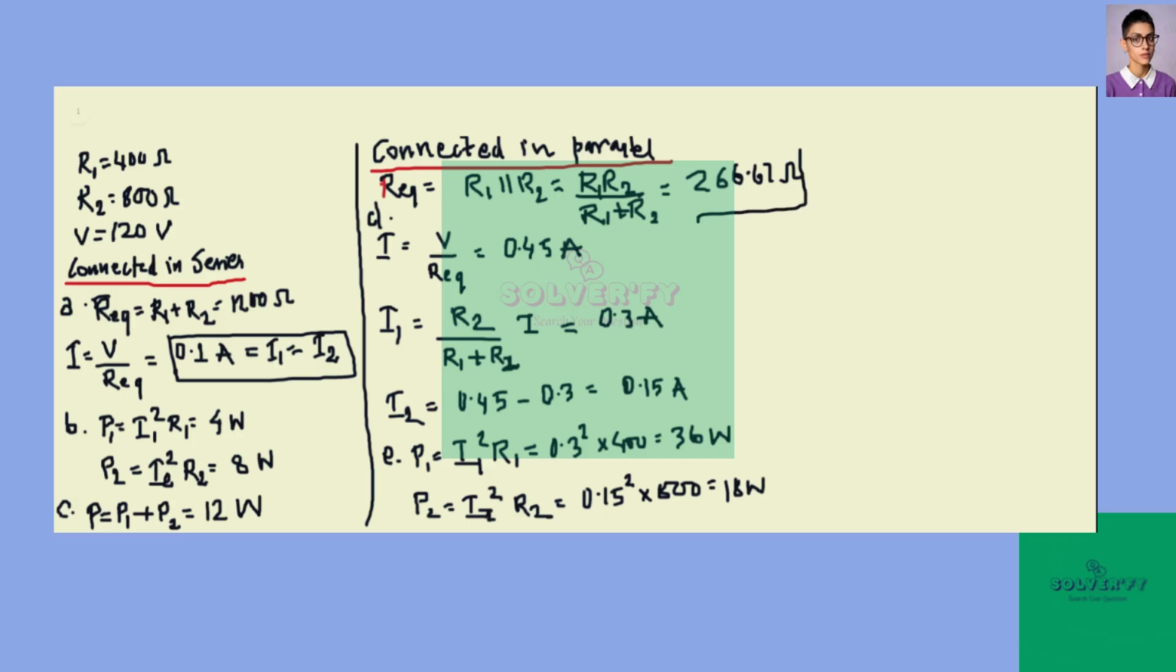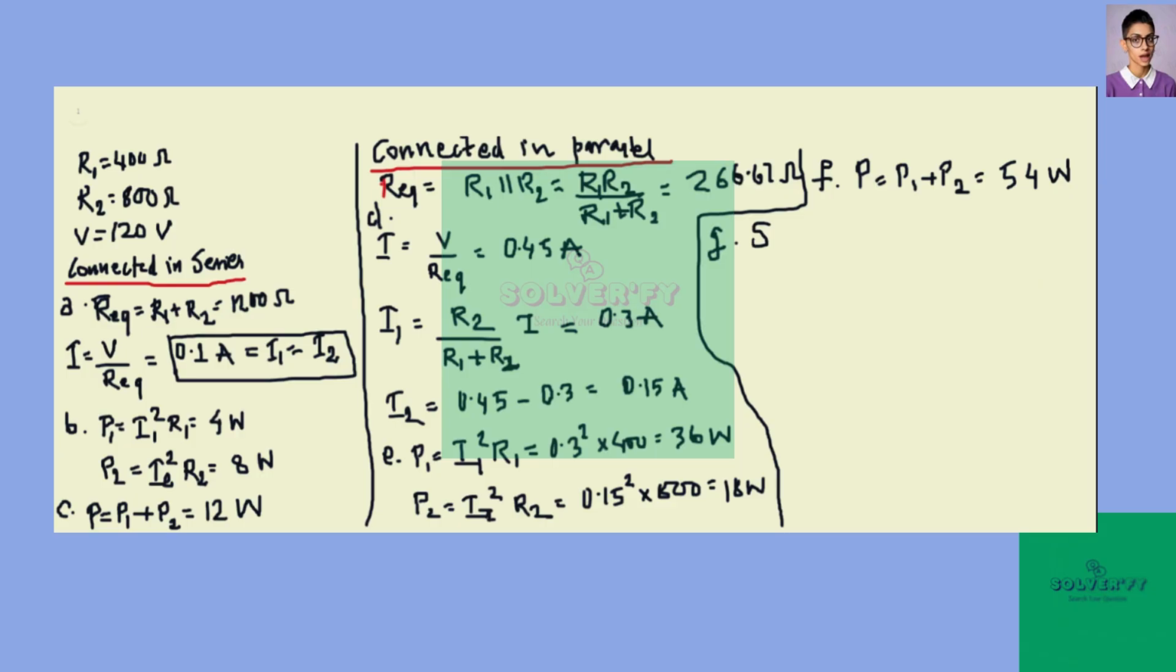Now let's move on to part F here. In F, we have to calculate the total power. So the total power P equals again P1 plus P2. So there is 36 and 18. This gives me 54 watts. Okay, now let's move on to part G of the question. It asks us, in each situation, which of the two bulbs glows the brightest?